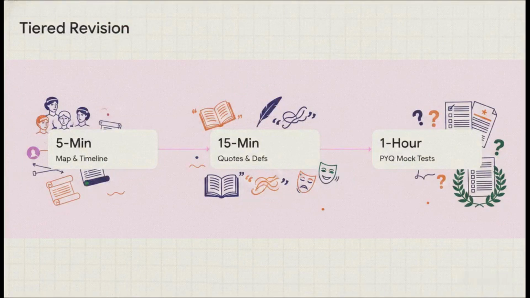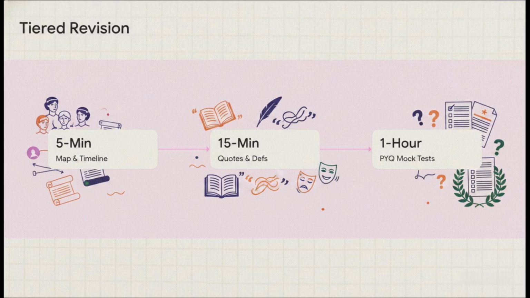Now, how should you actually structure your study time? Try this tiered revision strategy. If you only have 5 minutes before class, just review the character map and timeline. Got a solid 15 minutes? Drill your top 5 quotes and definitions like hamartia. And for those big 1-hour sessions, do nothing but hammer out high-yield previous year questions, or PYQs, to really test for application.